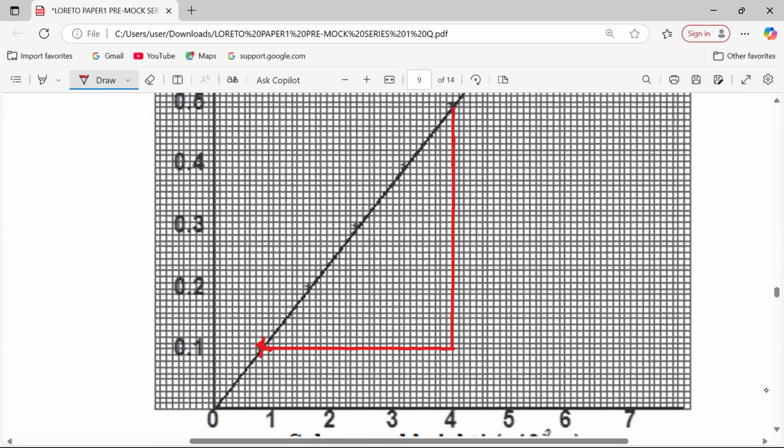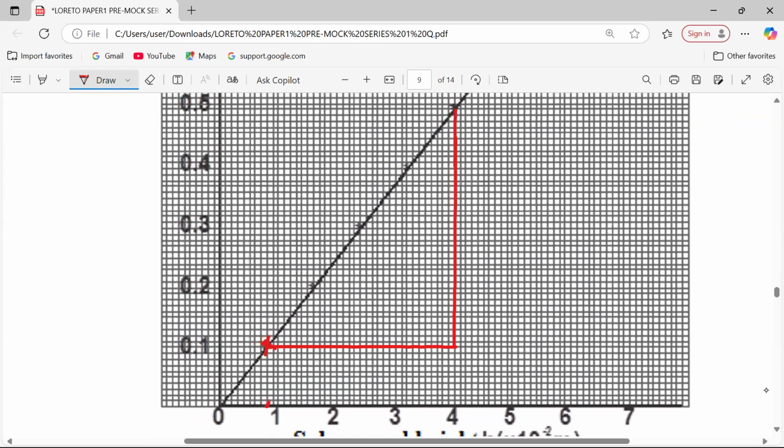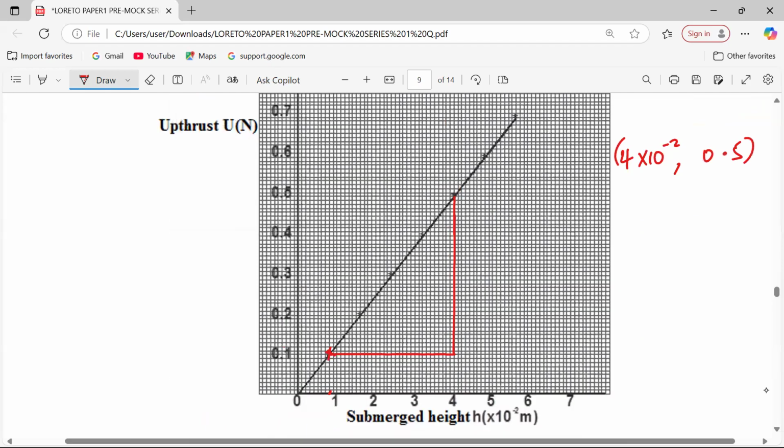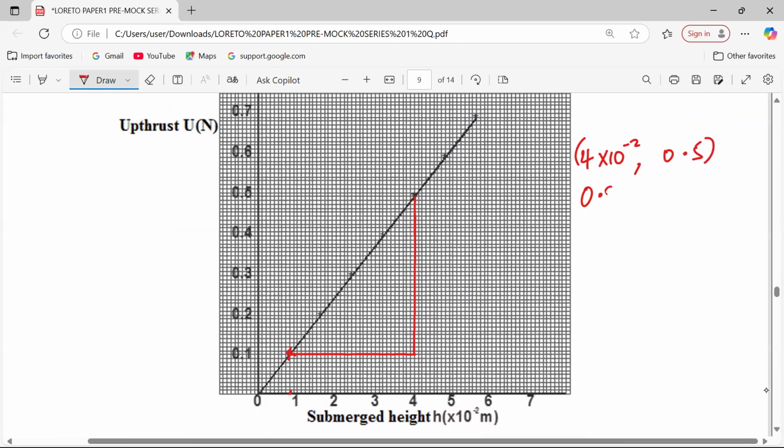So this is not 1. And this is going to be 0.8 times 10 power negative 2 against 0.1. So we have two coordinates there.